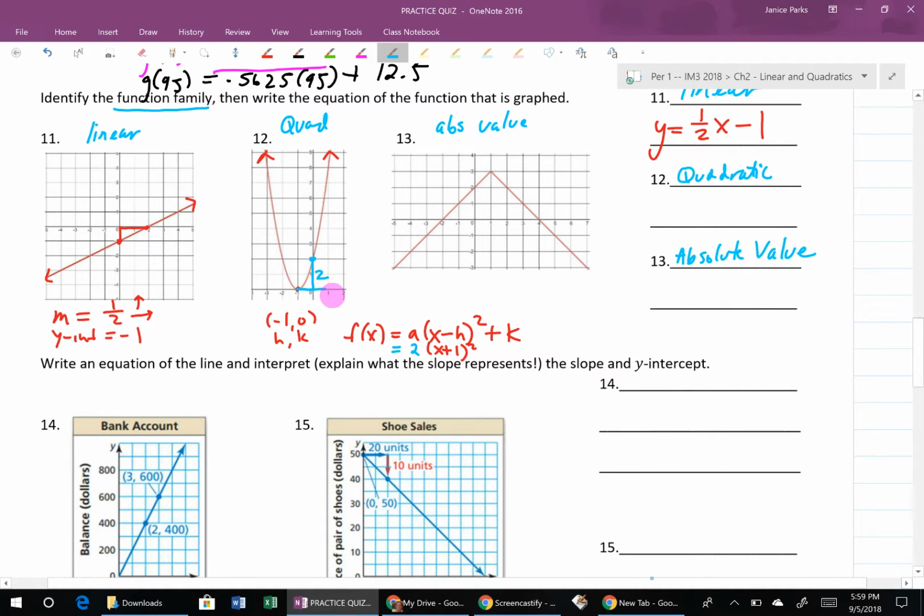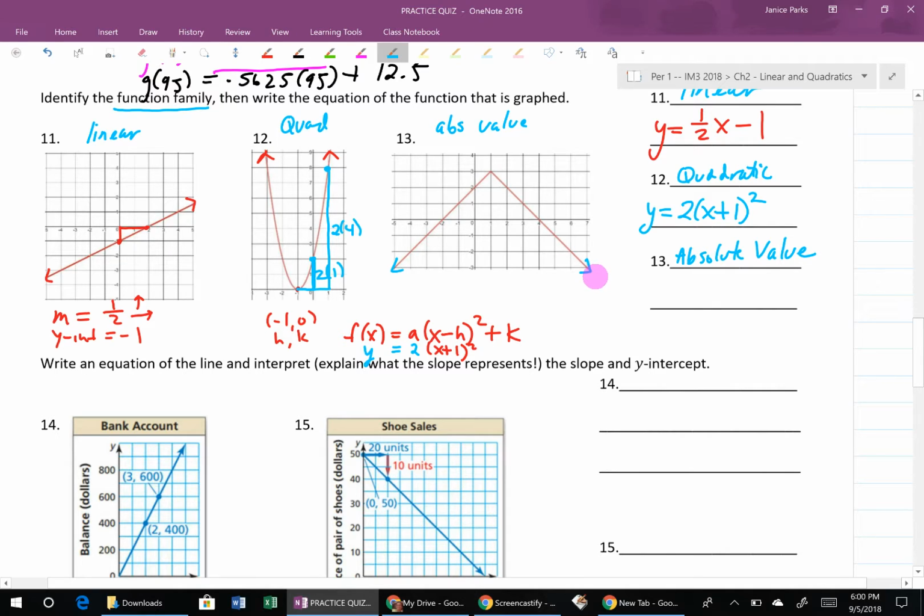The second one, if I went over 2 units, I should be going up 4, but instead I'm going up 8. So again, it's twice the 4 and it's twice the 1 that I normally did. All you really have to check is the first one that gives you the a value. It is going up, so that's positive. So this is your equation. You can use f of x or you can use y. So y is equal to 2 times x plus 1 squared. There's no k value. Please don't put plus 0.